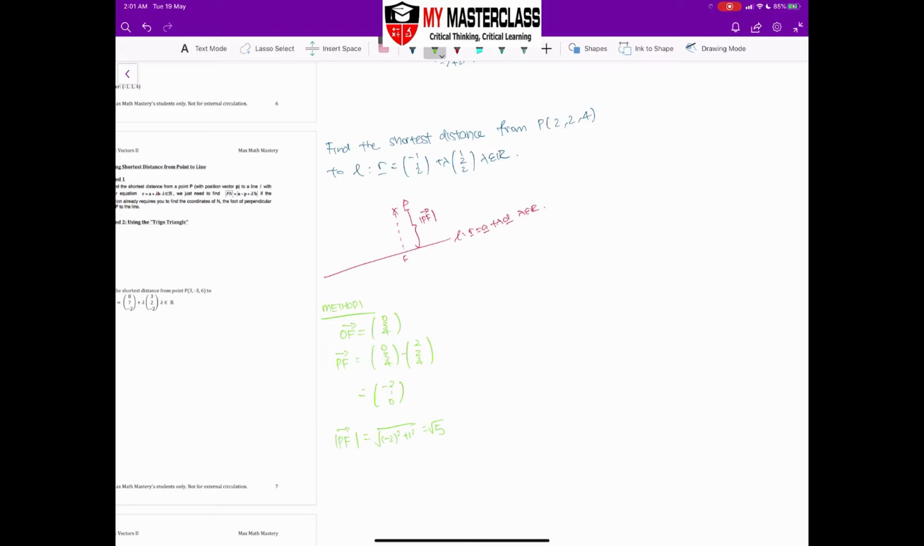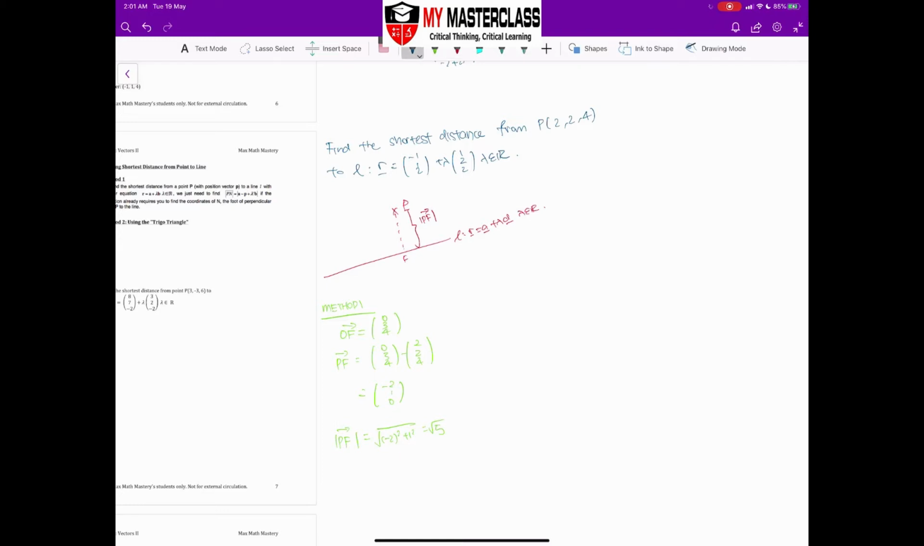However, questions out there during your prelims, during your A-levels, during your exams, can ask you to find the shortest distance from a point to a line and give you only 2 marks without asking you to find the foot of perpendicular. So it doesn't make sense for you to find the foot of perpendicular, because you're going to waste a lot of precious time trying to find it.